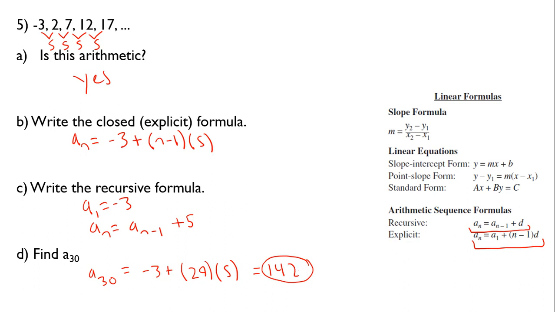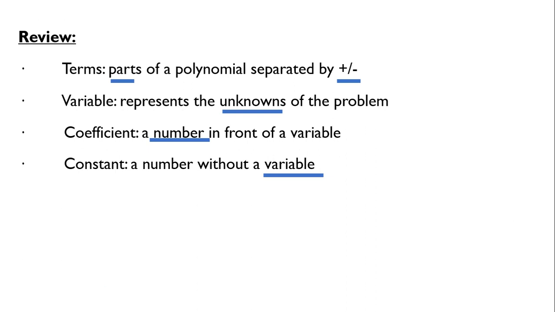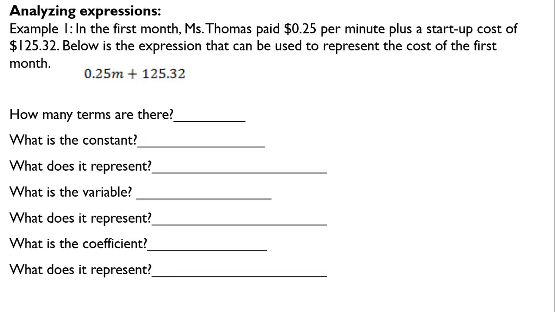All right, we're going to start moving towards some word problems. Okay, so here's a little bit of a review. Remember these from Unit 1, right? Terms are just the parts of a polynomial separated by a plus or minus. Variables are the unknowns. Coefficients are numbers in front of a variable, and constants are numbers without a variable.